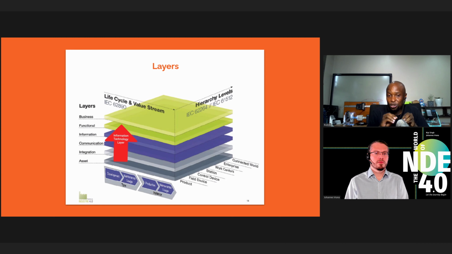Now, it is through this integration layer that components that are not capable of communicating for themselves can be involved in the information exchange, right? For example, you could have some mechanical components that have no electronics within them. They need to be included as well. So this is where the integration layer comes into play.